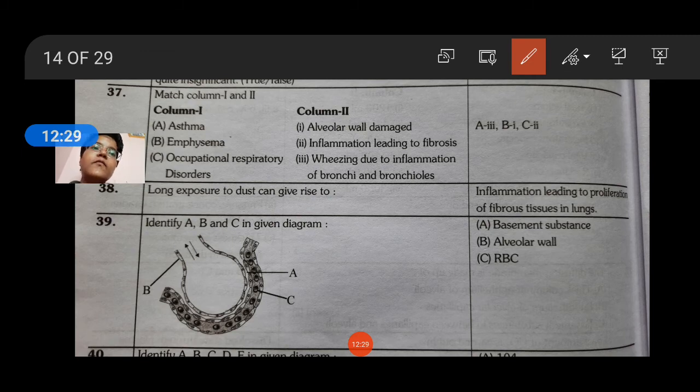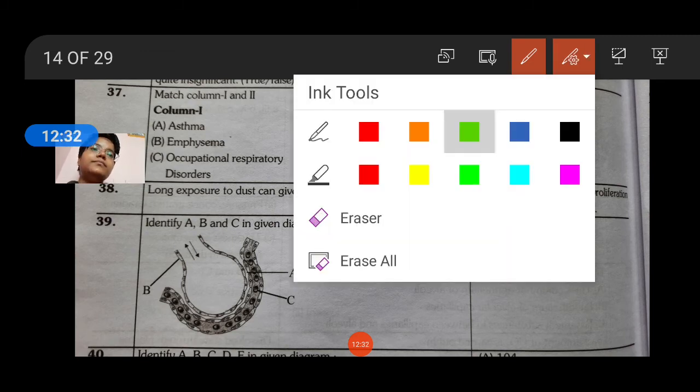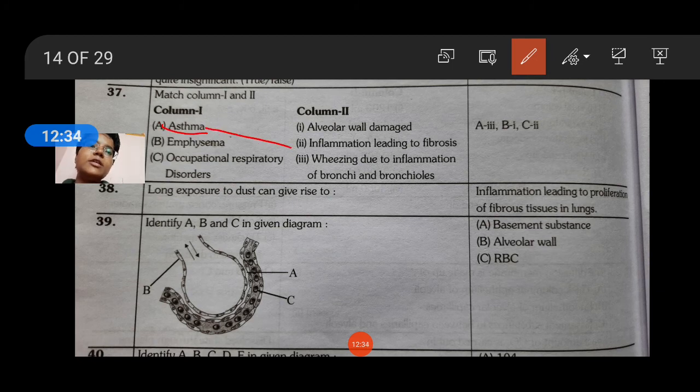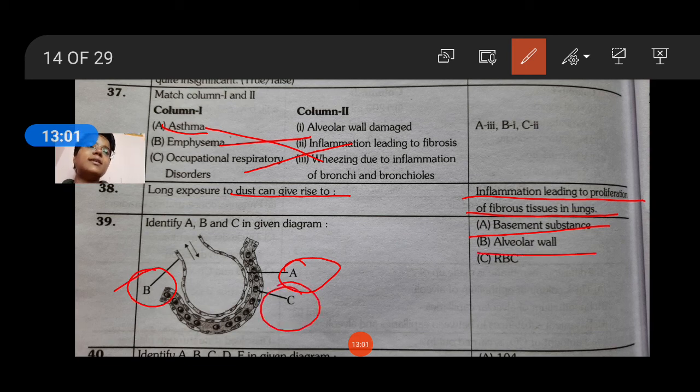Asthma is wheezing due to inflammation of bronchi and bronchioles. Emphysema is alveolar wall damage due to cigarette smoking, and occupational respiratory disorder is due to inflammation leading to fibrosis. Long exposure to dust can give rise to inflammation leading to proliferation of fibrous tissue in the lungs. A is basement substance, B is alveolar wall, and C is RBC.